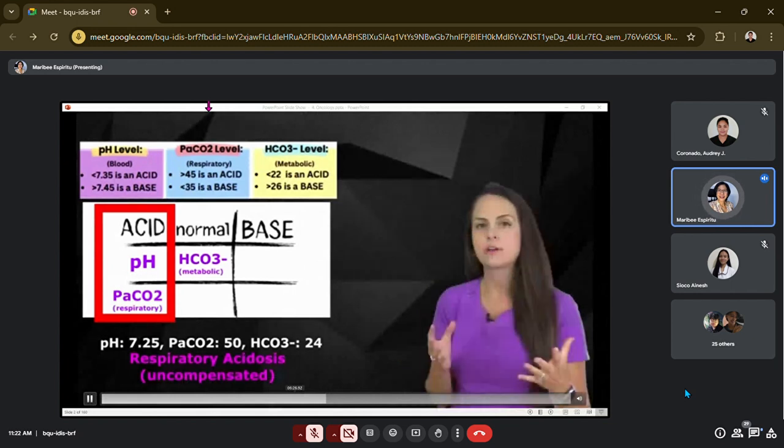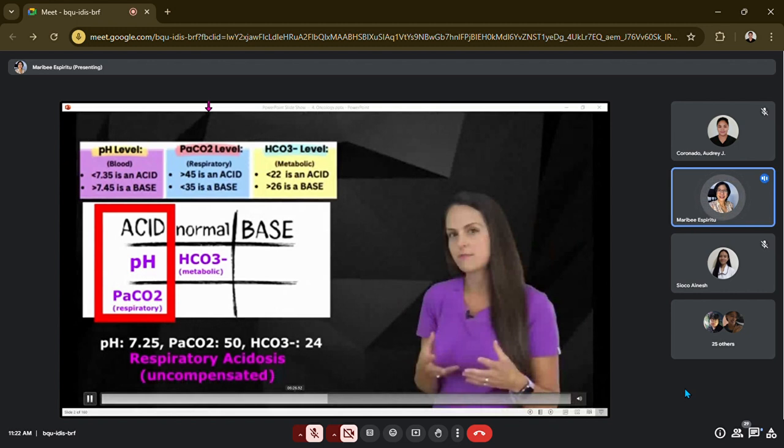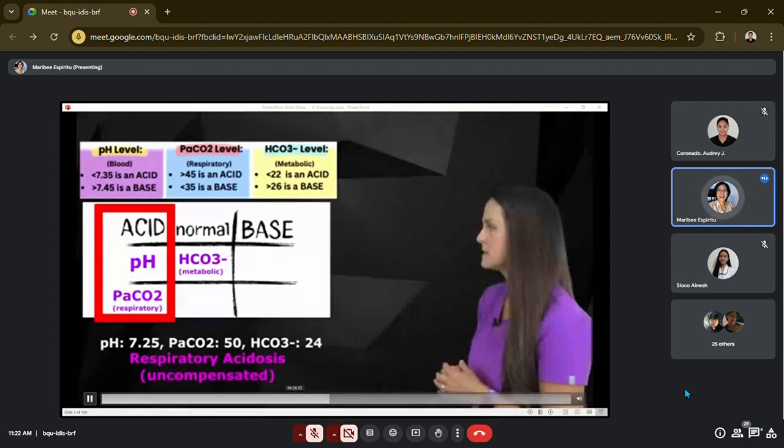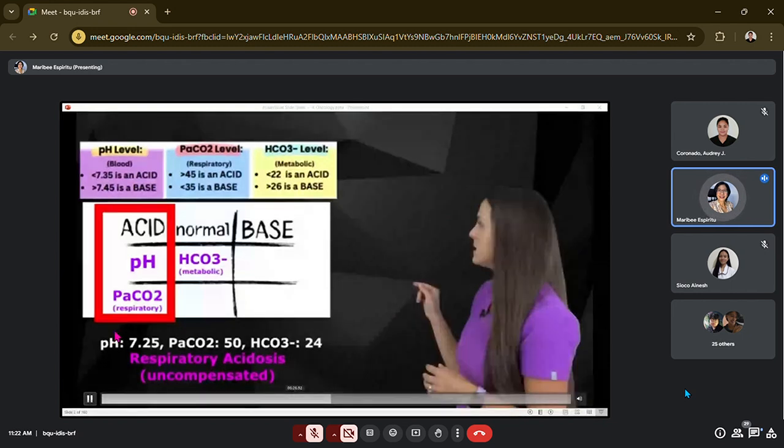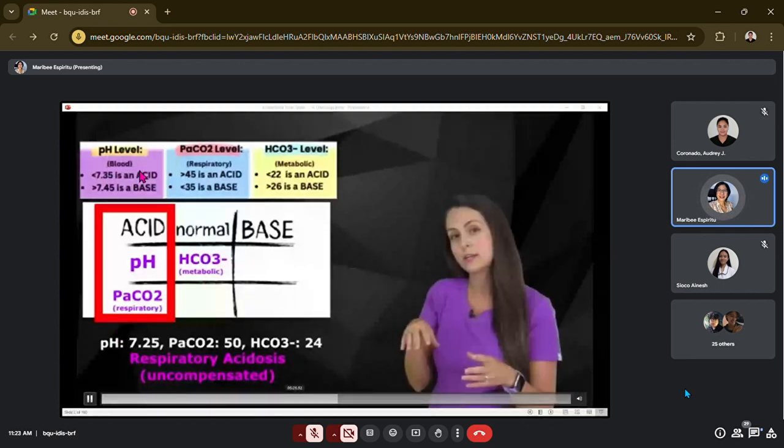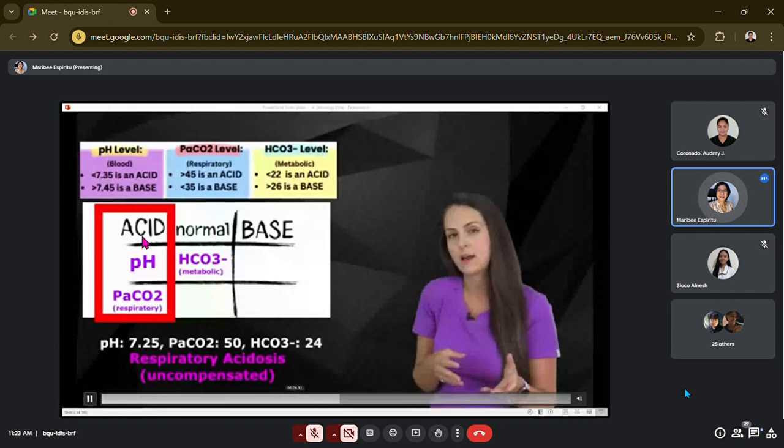How would we know if it were partial compensation instead of uncompensated? Well, our HCO3, which is the system that's not the imbalance, should be trying to help us correct these acidotic conditions by becoming more alkaline. So that bicarb should be going up, greater than 26, if it was partially compensated and our pH was still abnormal. But right now, our bicarb is normal, so it's not trying to make itself more alkalotic. It's staying within the normal range, so it's uncompensated.